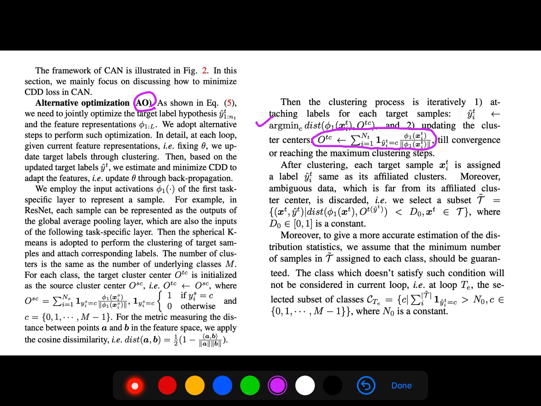We select a subset for which the distance is less than a threshold, and that threshold is between 0 and 1. Moreover, to give a more accurate estimation of distribution statistics, we assume that the minimum number of samples assigned to each class should be guaranteed. The class which doesn't satisfy such a condition will not be considered in the current loop.